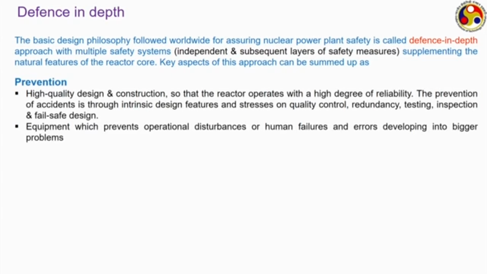First is prevention. High quality design and construction must be ensured so that the reactor operates with a high degree of reliability. The prevention of accidents is through intrinsic design features and stresses on quality control, redundancy, testing, inspection, and fail safe design. A couple of these terms, redundancy and fail safe, we shall be seeing shortly in this lecture itself. But the meaning is that we have to ensure high quality design and construction so that all possible types of accidents or incidents, at least those which we can foresee, can be eliminated at the design level itself.